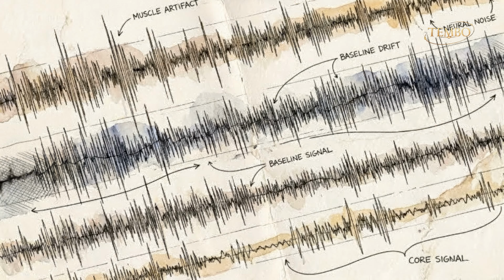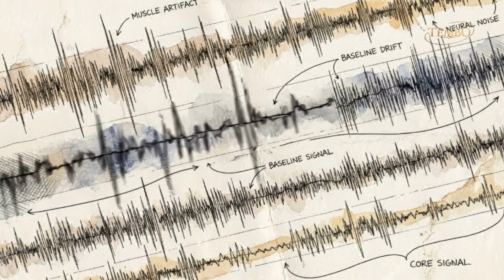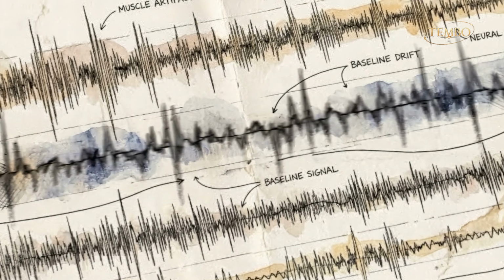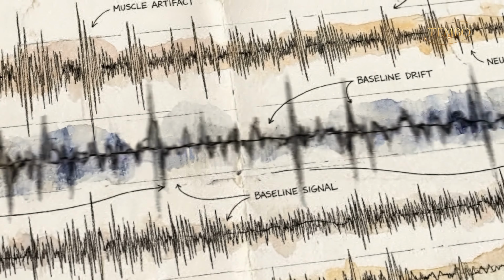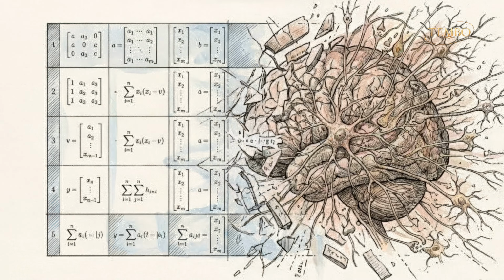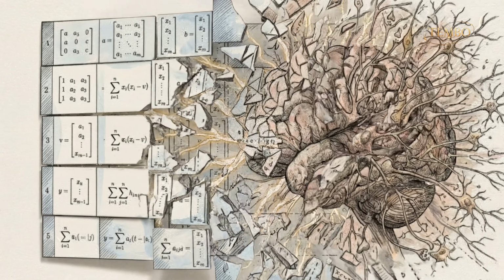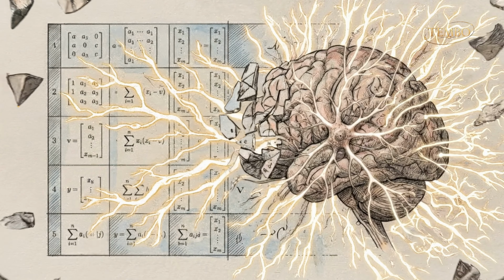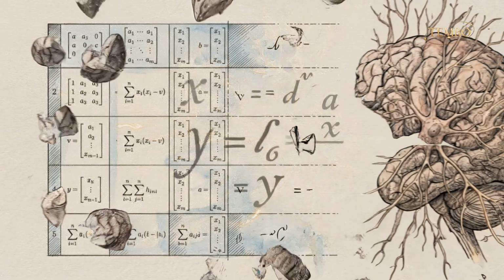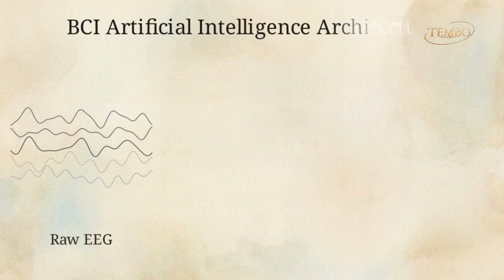Electroencephalography records high-dimensional electrical signals with poor spatial resolution, heavily masked by physiological noise from muscle contractions. Linear equations are mathematically insufficient for mapping the chaotic, nonlinear dynamics of a living neural network. This schematic maps the BCI architecture.